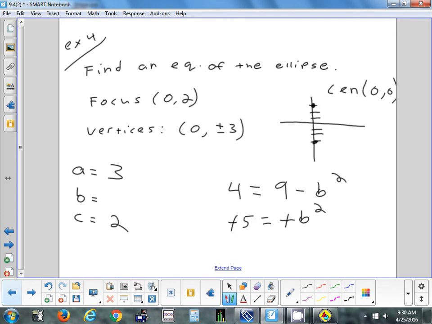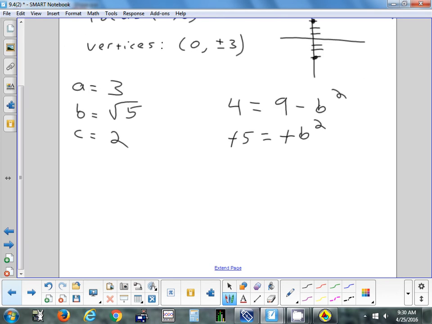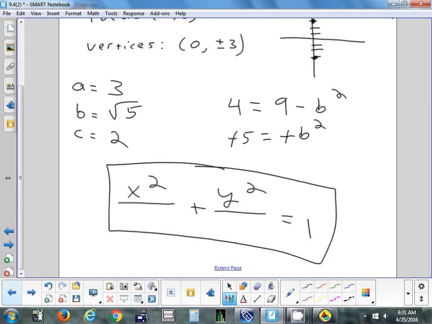So bring the 9 to the other side, you get -5. And just like we did before, you can cancel the negative on each side. So B is the square root of 5. Okay, so now we have enough information. Let's write our equation. Okay, always start out just like that.